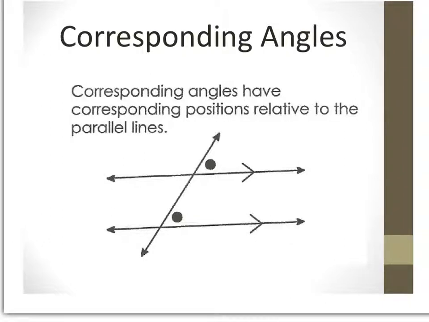Now let's talk about corresponding angles. Corresponding angles have corresponding positions relative to the parallel lines. So, this black dot up here, and then this black dot down here. They are both on the right side of the transversal and just above the parallel lines. Okay? So those are called corresponding angles.